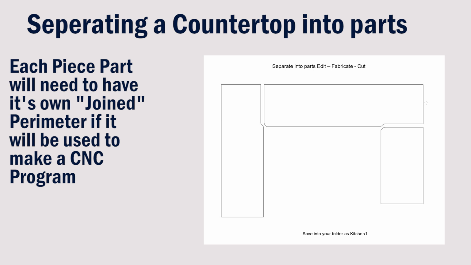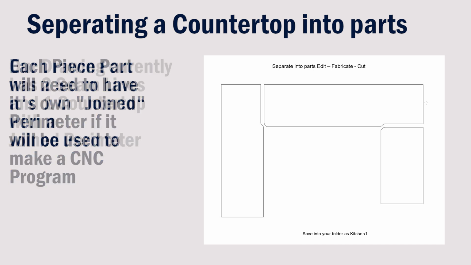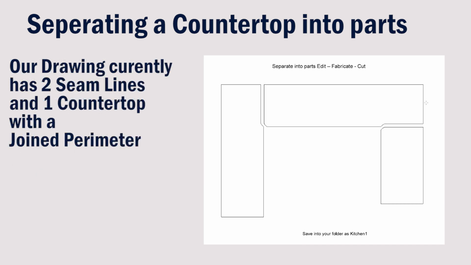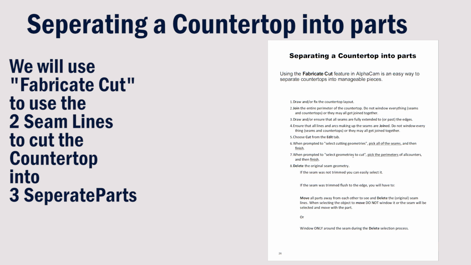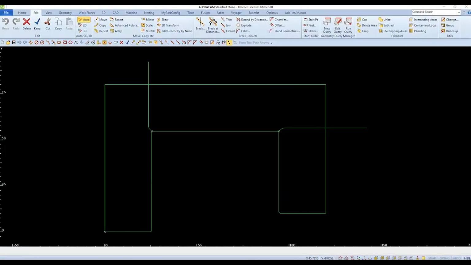If we are planning on cutting these parts out of a slab or positioning the part pieces on a table, we will need 3 separate completed parts with joined perimeters. Follow the steps in your printouts, and I will explain them as we go along. Step number 1 says to draw and or fix the countertop layout, which we've already done. Step number 2 says join the entire perimeter of the countertop.